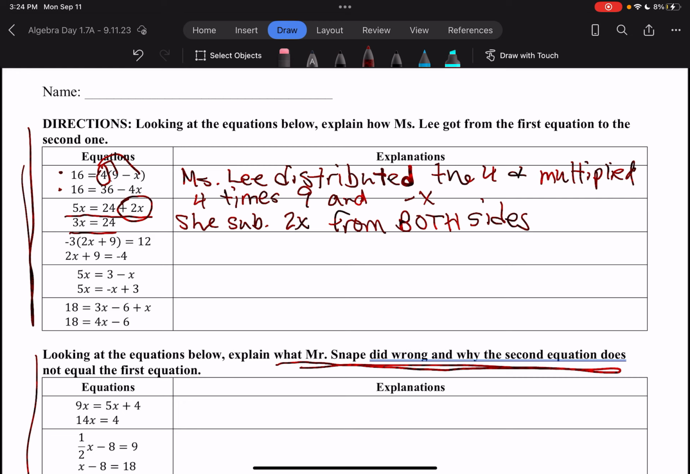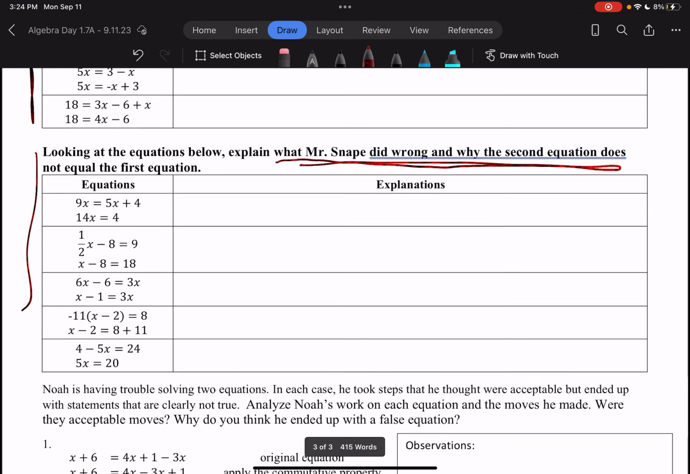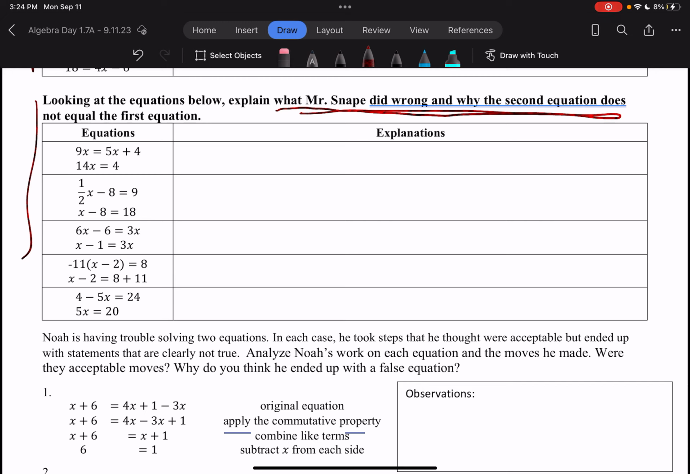All right, so that's your job. You're going to go through and explain, again, what did Miss Lee do to get from equation 1 to equation 2. For this second part down here, we're looking at Mr. Snape, and he did something wrong. And so you're going to say, why did he do something wrong? So here, we have 9x equals 5x plus 4, and then Mr. Snape said, well, that is equal to 14x equals 4.